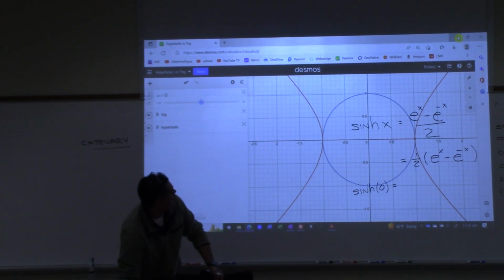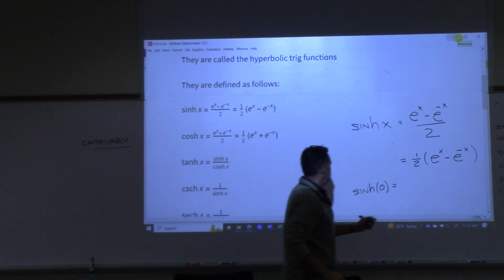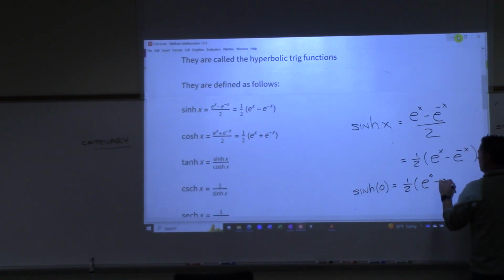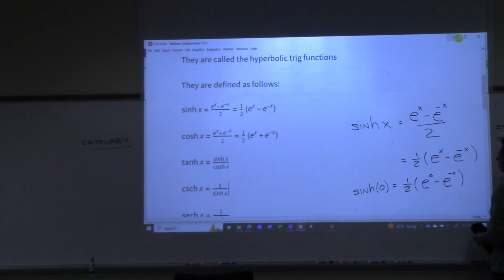Let's see. Just replace your x's with 0. e to the 0 minus e to the negative 0. Well, negative 0 is still 0, right? What's e to the 0? 1 minus e to the 0. 1 minus 1 is 0, half of 0 is 0. So this is 0, right? Okay, well, at least that makes some sense.